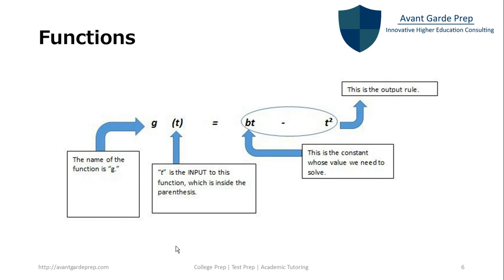You can see that this function is very similar to the last. We have the function name, g, of t, instead of an x we have a t here, is equal to the rule, b times t minus t squared. So in this problem, we'll be given the output value, and we'll be given some t value, and we'll have to find this constant, this b value. So be on the lookout for that.